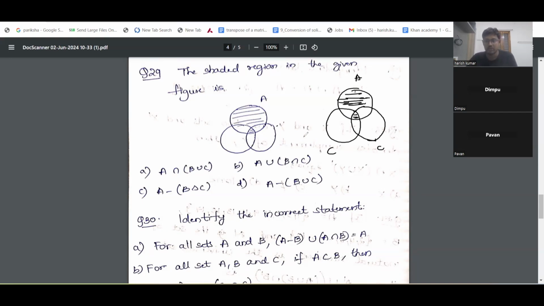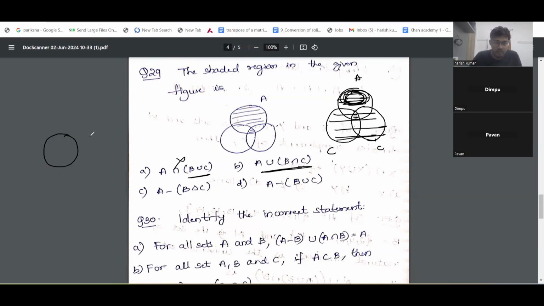In such questions, the best approach is to go through the options. The first option says A intersection (B union C), which is the common part of A with B union C. B union C is this complete part. Intersection with A, we don't get this part. So this is straight away wrong. Then we will go to the option A union (B intersection C).